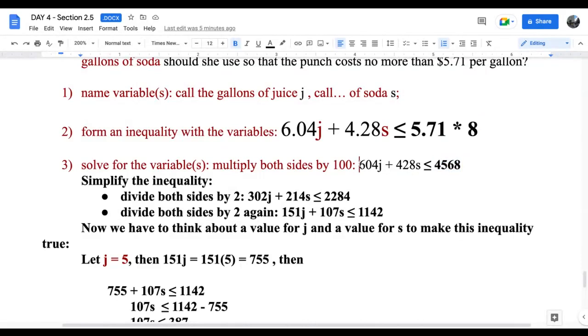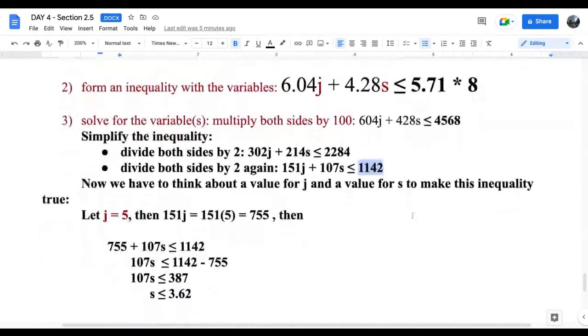Then we see every number, 604, 428, 4568, is an even number, so we can divide by 2. We divide by 2: 302, 214, 2284. All three numbers are also even numbers. Let's divide by 2 again. So 151J plus 107S is less than or equal to 1142.